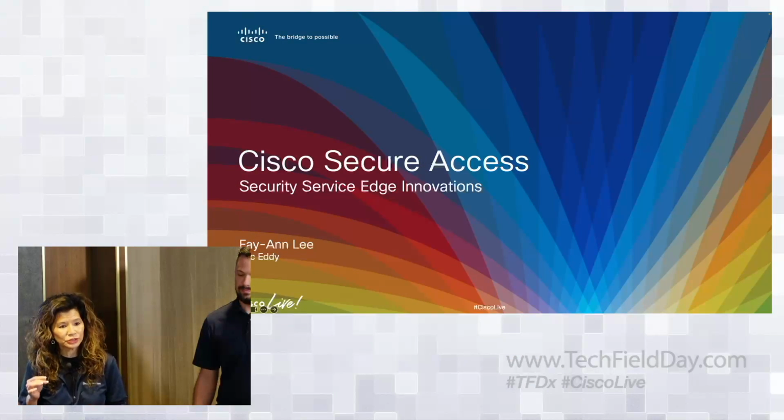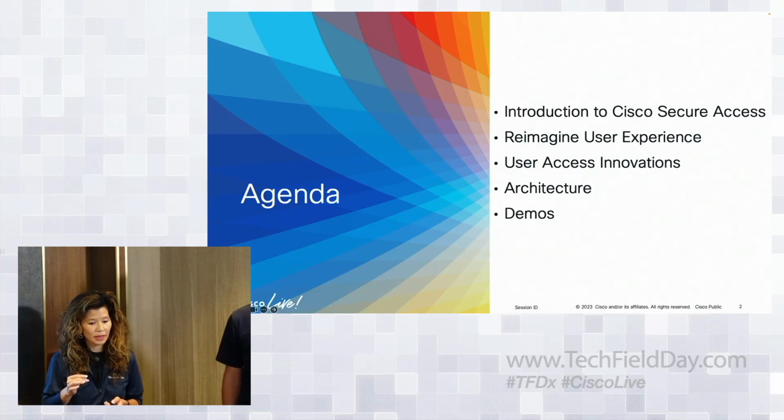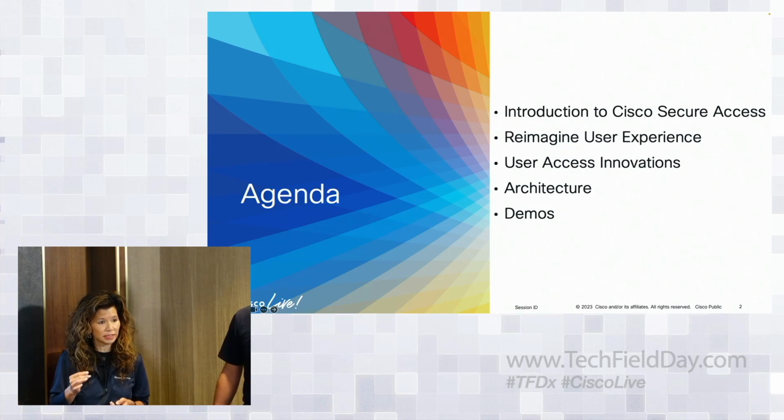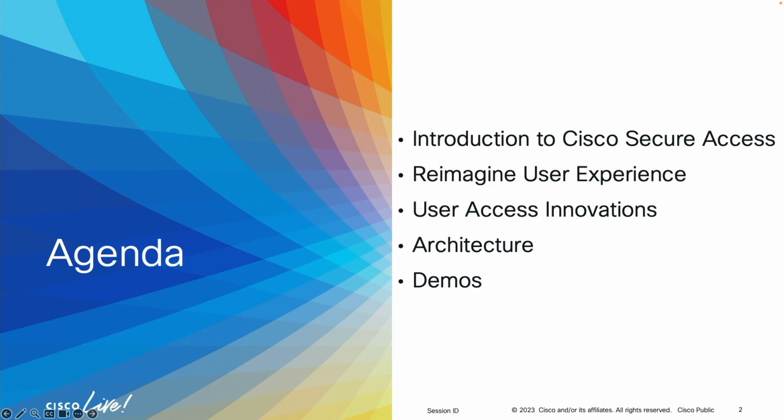Okay, so we're both super excited to share with you some new innovations on a solution that we just launched today, which is called Cisco Secure Access. The agenda I'm going to go through today is a brief introduction of what Cisco Secure Access is. Then I'm going to talk about how we're using the solution to reimagine and deliver an innovative user experience using these innovations. Then I'm going to dive deep into the architecture, and then we'll go into some demos.